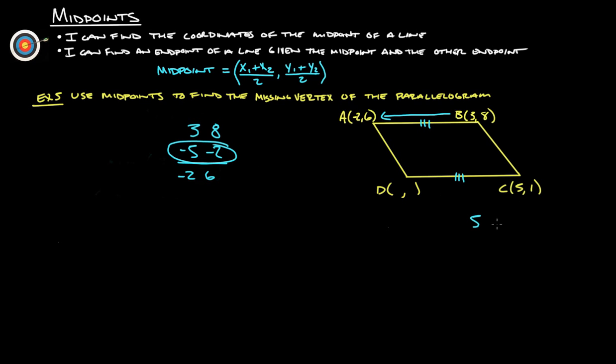So I'm going to do the same thing with this here. I've got my 5, 1, and I'm going to subtract 5, and I'm going to subtract 2 to get to this point here. 5 minus 5 is 0. 1 minus 2 is negative 1. So that means that this D right here is at 0, negative 1.